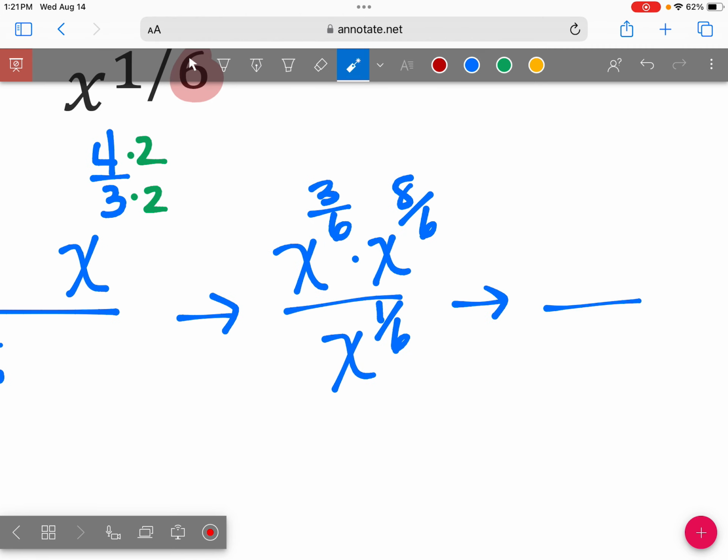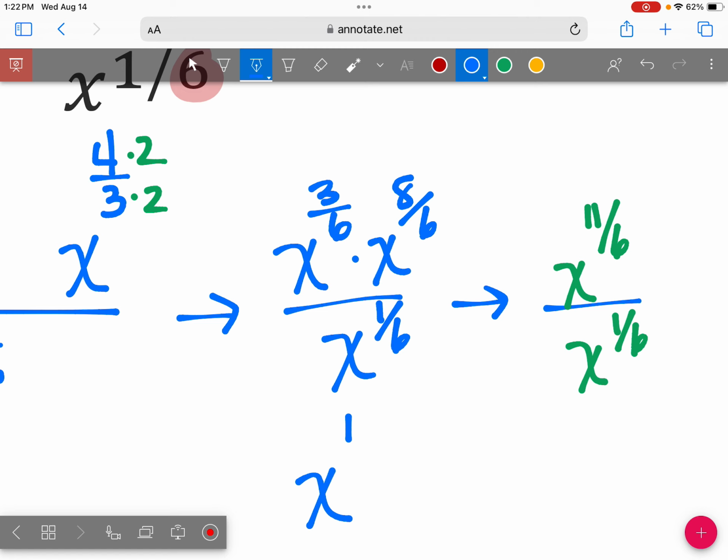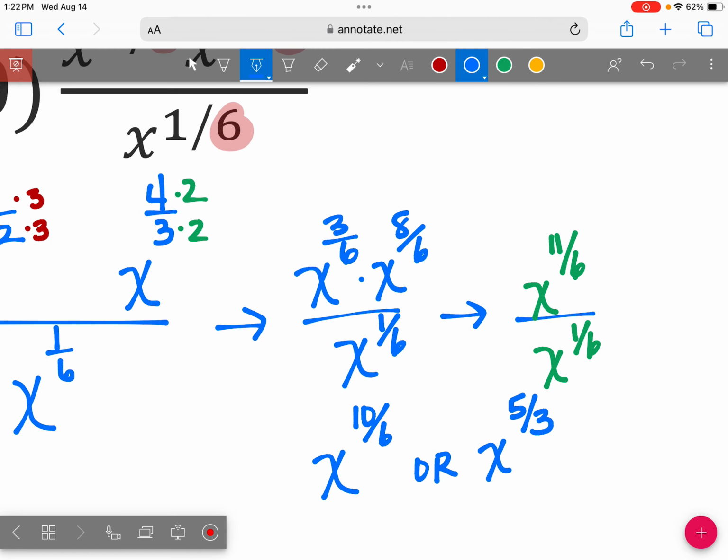When you add these two fractions together, you get 11 over 6. And then that's a 1 over 6. And then what do you do with your exponents when you're trying to divide? Subtract them. And what's 11 over 6 minus 1 over 6? 10 over 6. Which, if you left it like that, that would be okay. But you can also reduce that down to x to the power of 5 over 3. And that would be your final answer.